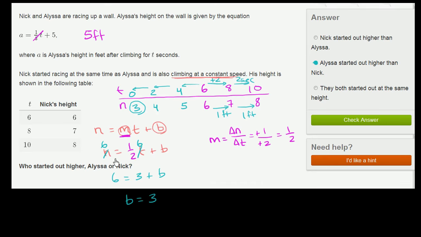So there you have it. Nick's height as a function of time is going to be equal to 1/2 t plus 3. Now we have an equation just like Alyssa's. And we can say, when time is equal to 0, he's at a height of 3, which is lower than Alyssa's initial height.